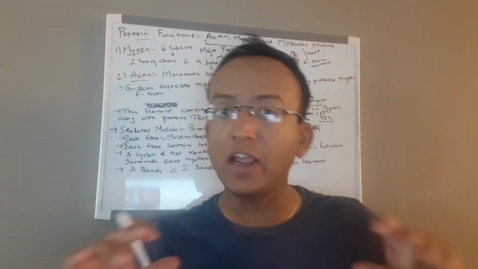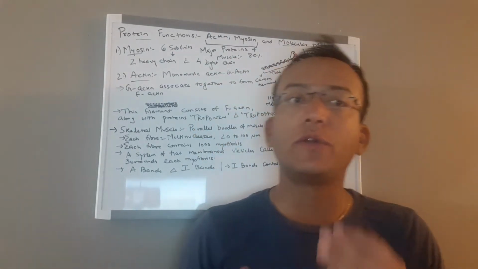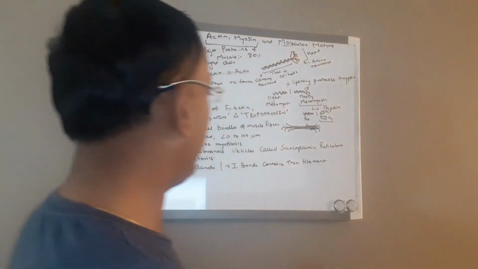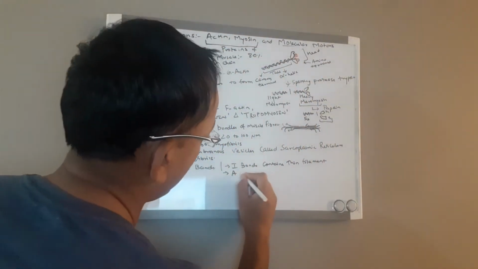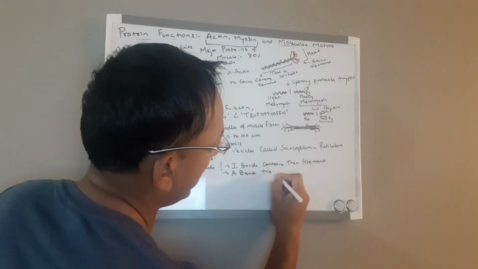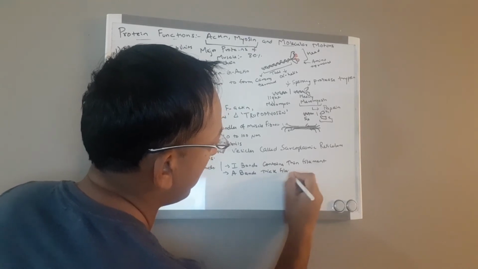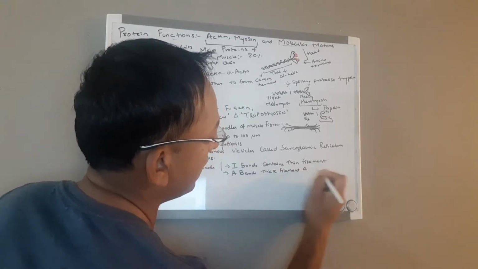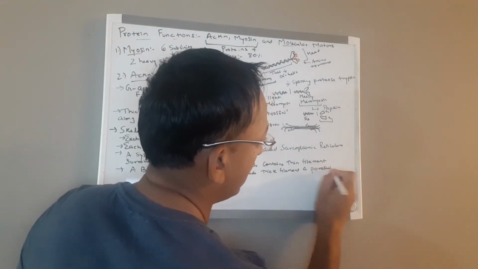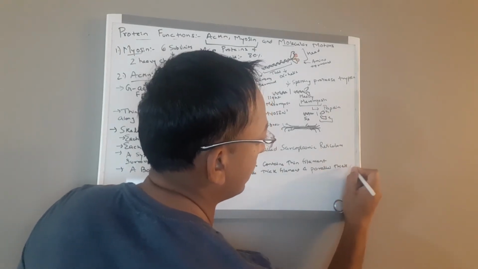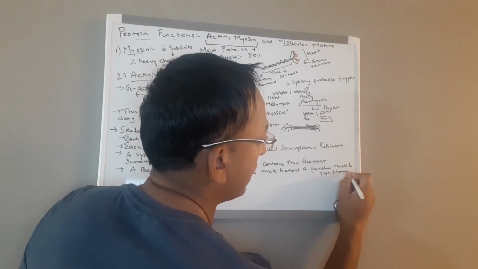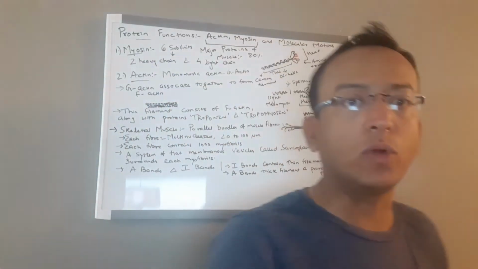The darker A band stretches the length of the thick filaments and includes the region where the parallel thick and thin filaments overlap as well. So the A band has thick filaments, and also parallel thick and thin filaments when they overlap each other on the cross section.